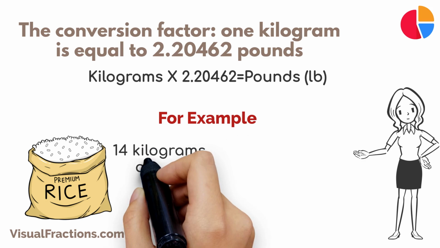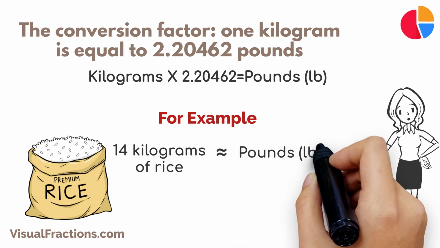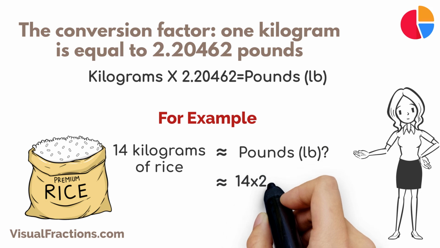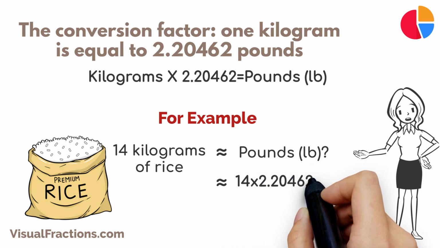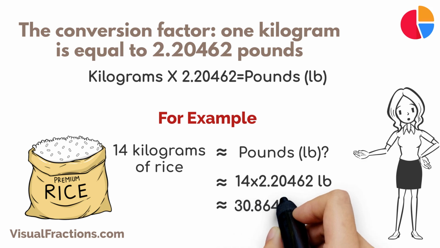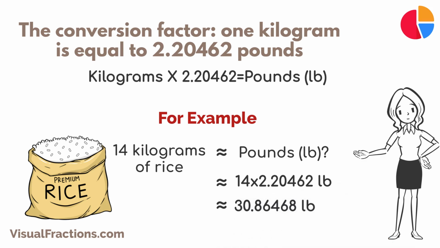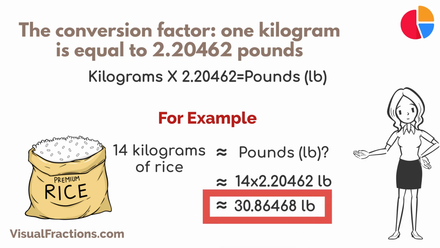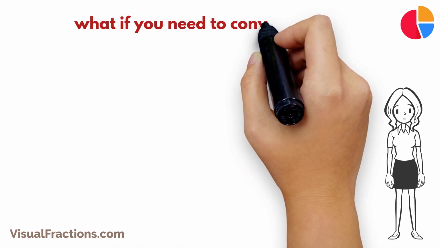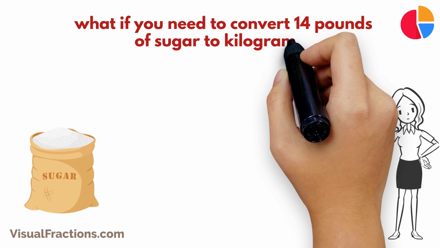Say you have 14 kilograms of rice that you need to convert to pounds. We start by multiplying 14 by the conversion factor of 2.20462. This gives us approximately 30.86468 pounds. And that's it, we're done. 14 kilograms of rice is equal to approximately 30.86468 pounds.